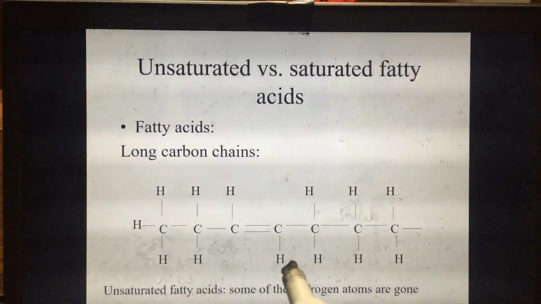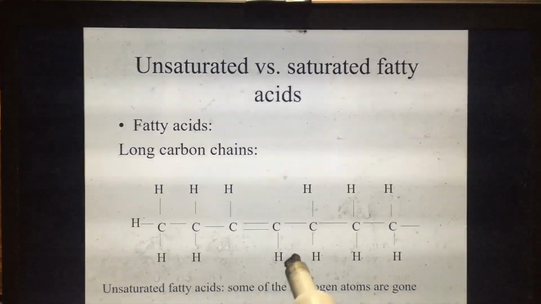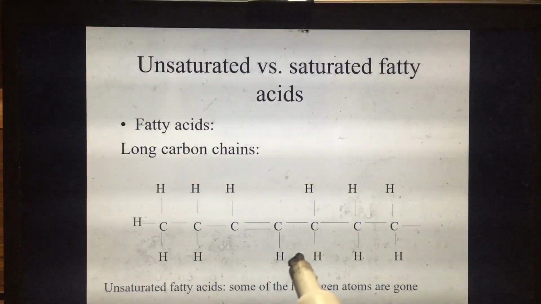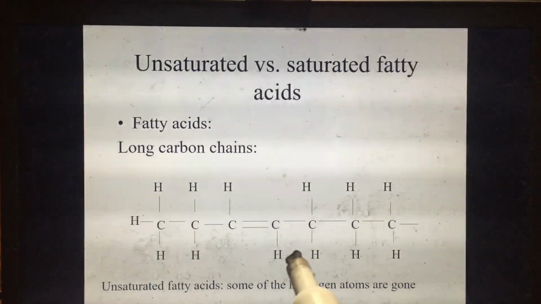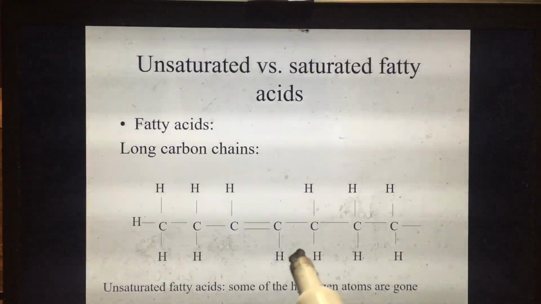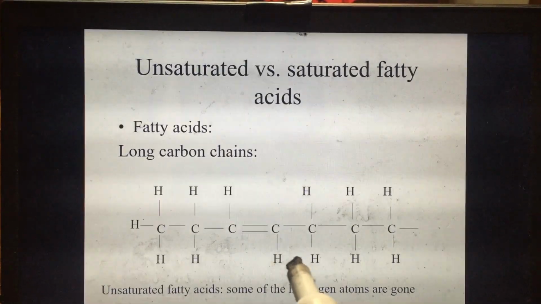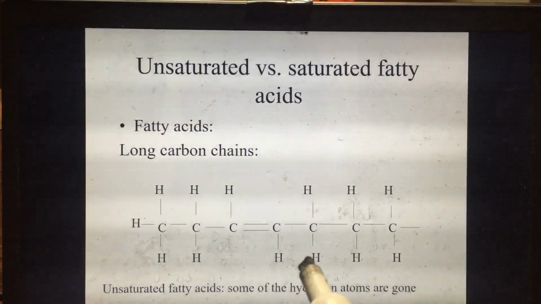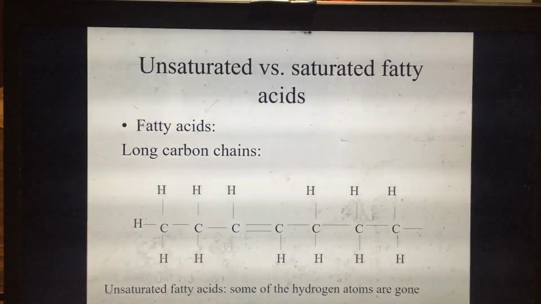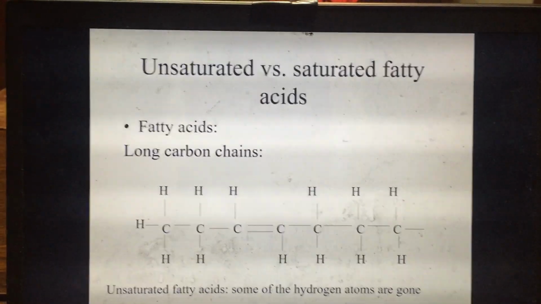These fats are considered healthier in your diet, and they're the ones that are usually liquid at room temperature. So that would include things like olive oil, it would include canola oil, sunflower oil, things like that. So they're liquid at room temperature.